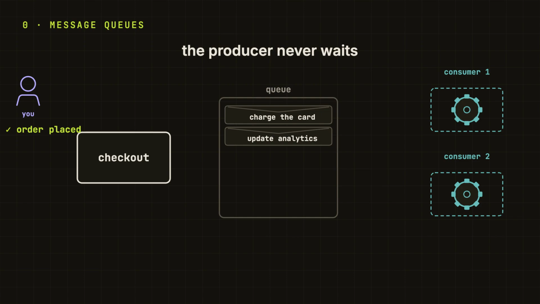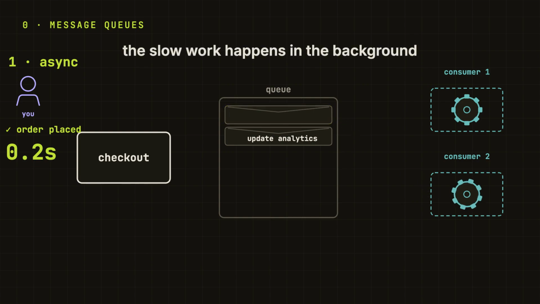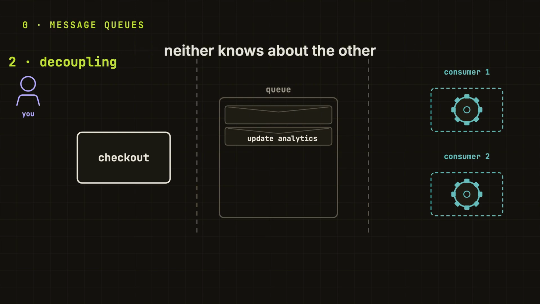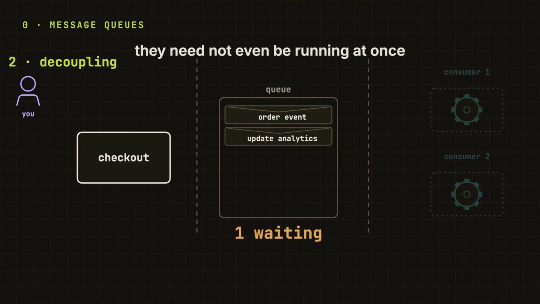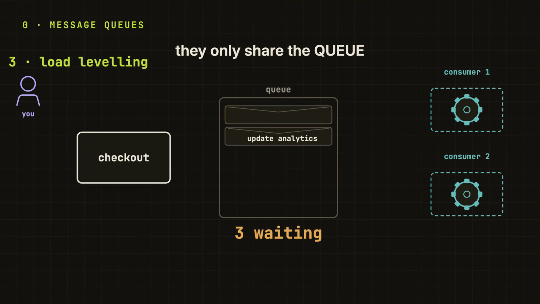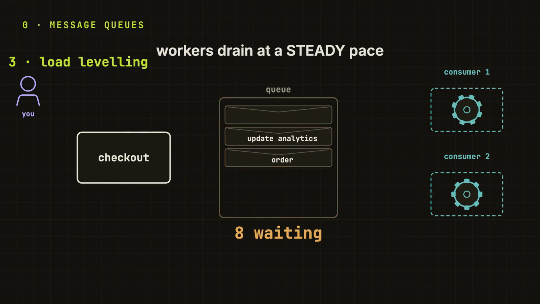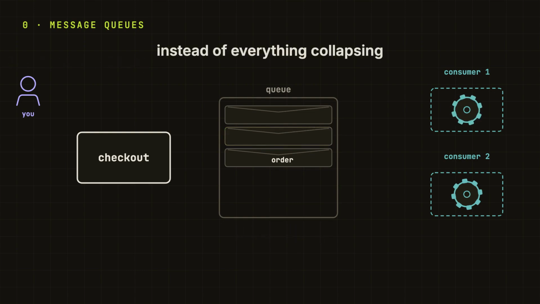And this gives you three big benefits, all worth knowing by name. 1. Asynchronous processing. The user gets a fast response, and the slow work happens in the background. 2. Decoupling. The service adding to the queue and the worker reading from it do not need to know about each other or even be running at the same time. They only share the queue. And 3. Load leveling. If a sudden burst of orders comes in, the queue simply holds them, and the workers work through them at a steady pace instead of everything collapsing at once.